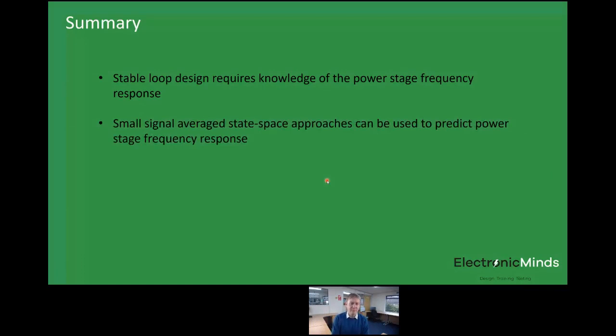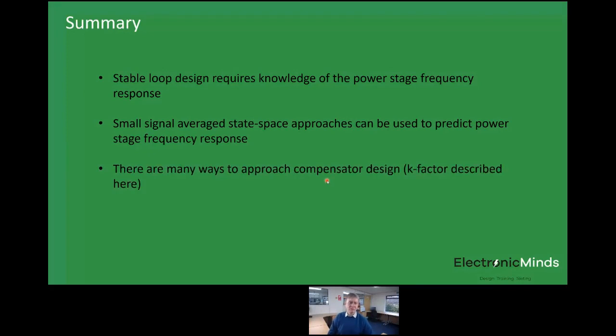I'm a big fan of the small signal average state space approaches because once you get the hang of how to do that, you can use them to model all sorts of fairly complex topologies, which are next to impossible to model analytically, or very complex to model analytically. So if you're looking to invest time in learning how to model power stage frequency response, become familiar with the average state space, and it's very well described in that book reference that I provided earlier on.